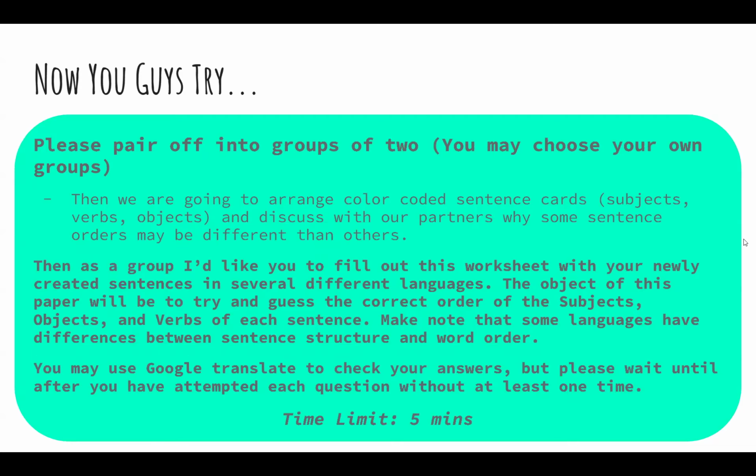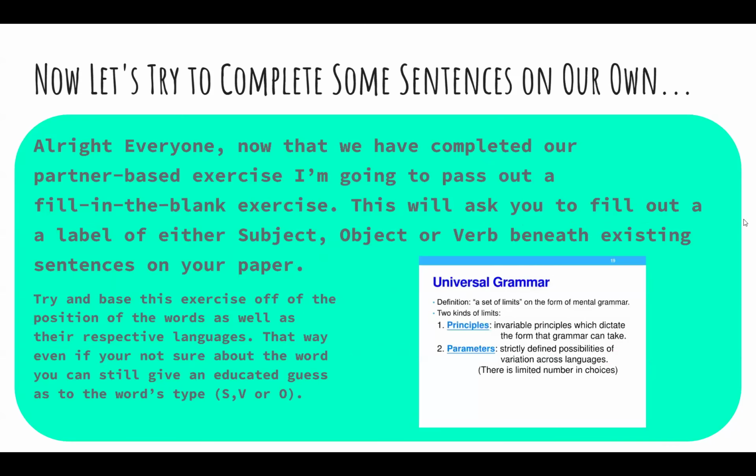All right. Then once we've completed that, thank you guys for working so hard. Now that we've completed our partner-based exercise, I'm going to pass out a fill-in-the-blank exercise. This is just going to be another worksheet for you guys, but it will ask you to fill out a label of either subject, object, or verb beneath an existing sentence on your paper.